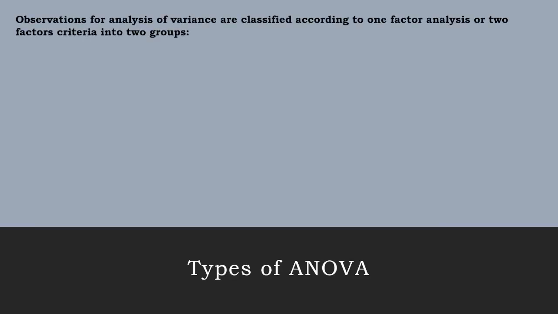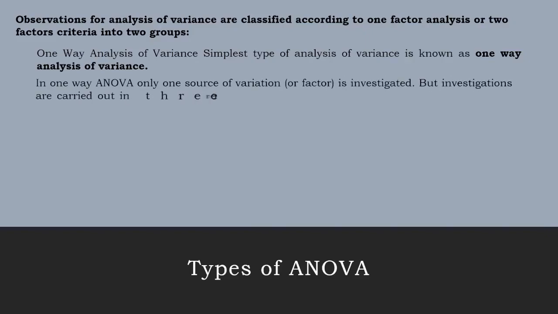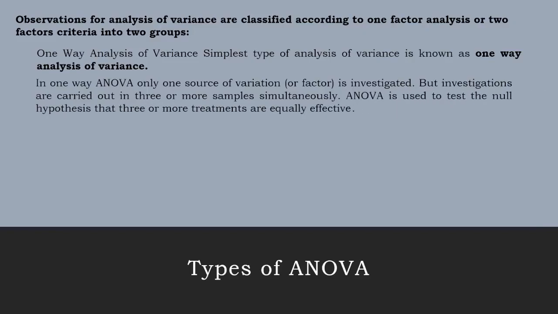Now moving on to the types of ANOVA that we have already discussed. Observations of analysis of variance are classified according to one factor or two criteria into two groups. The first group is the one-way analysis of variance. It is the simplest type of analysis of variance. In one-way ANOVA, only one source of variation or factor is investigated, but investigations are carried out in 3 or more samples simultaneously. ANOVA is used to test the null hypothesis that 3 or more treatments are equally effective.